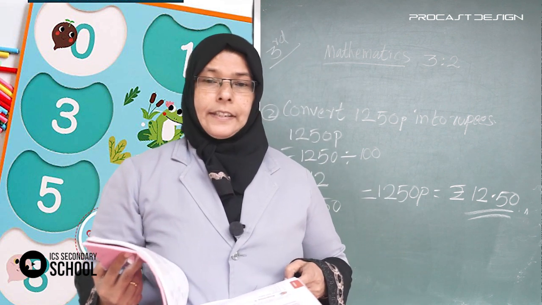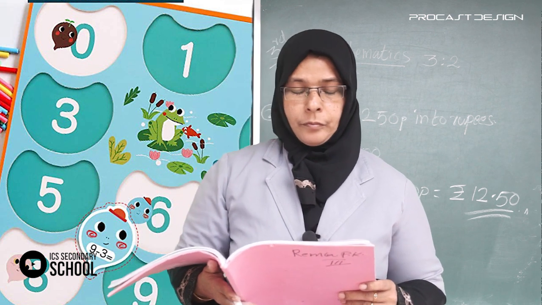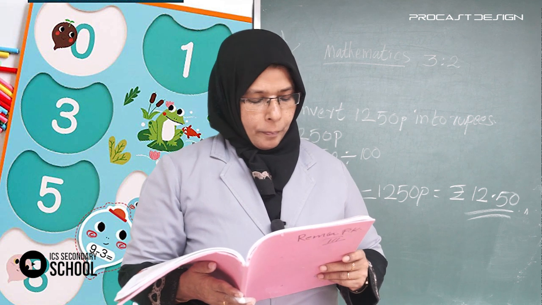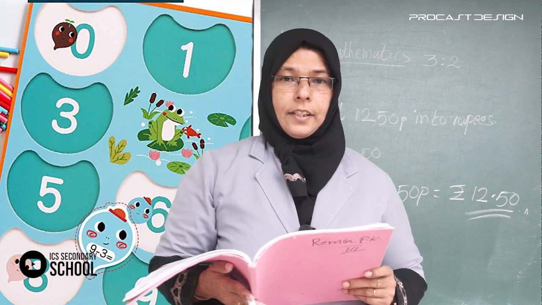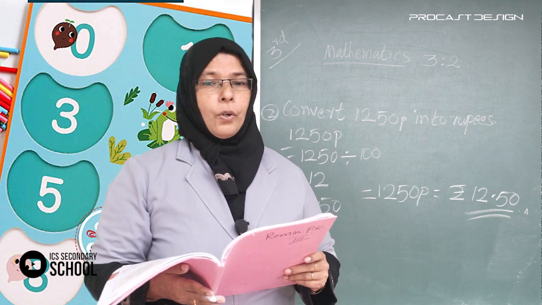All of you open page number 60. There are some exercises. Exercise number 2: convert into paise, and next B, convert into rupees. All of you write it in your textbook and rewrite it in your notebook.